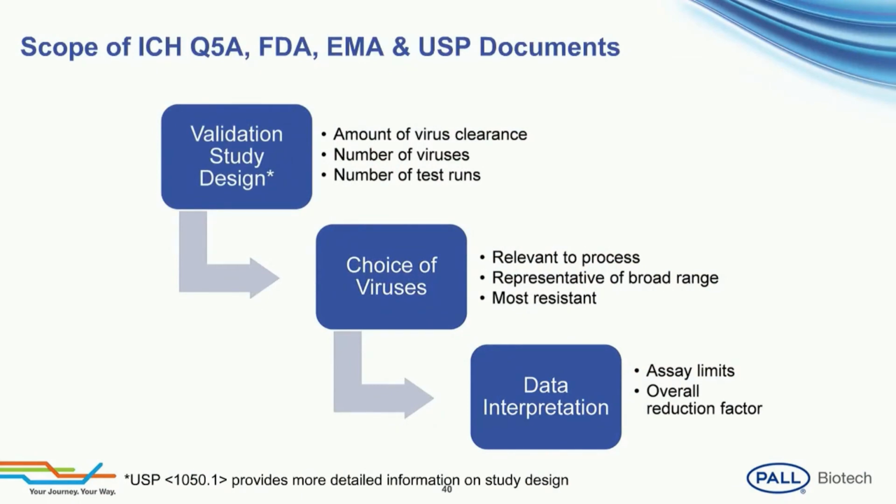Essentially, the scope of these guidance documents can be broken down into design of study, where we would consider the number of viruses to be considered, number of test runs, and amount of virus clearance required, and what viruses should be considered for virus clearance testing, like relevant to the process, most resistant, representative, broad range, and how the data is applied to the process, like establishment of log reduction value and assay limits.